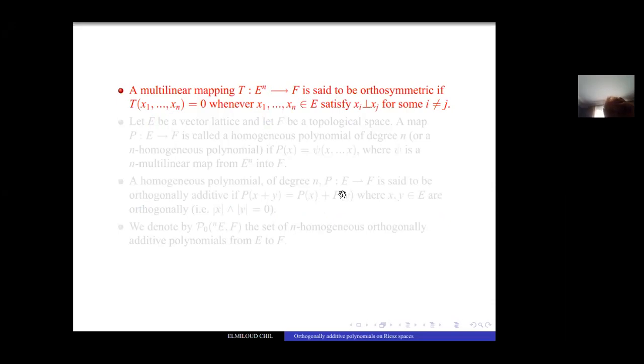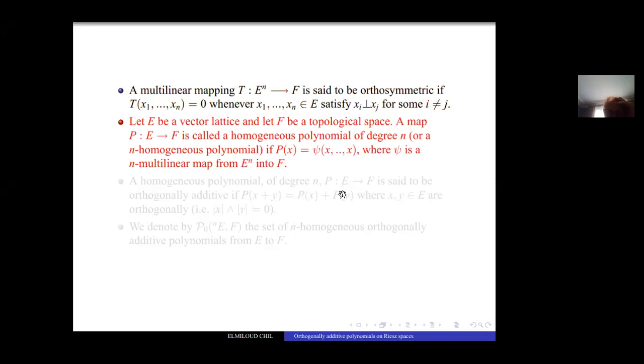A multilinear mapping T from a product space E into a topological vector space F is said to be orthosymmetric if we have T(x1, ..., xn) equal to 0 whenever there are 2 disjoint elements. And we can remark about this definition that we do not need the codomain to be a Riesz space. It is sufficient to be a vector lattice.